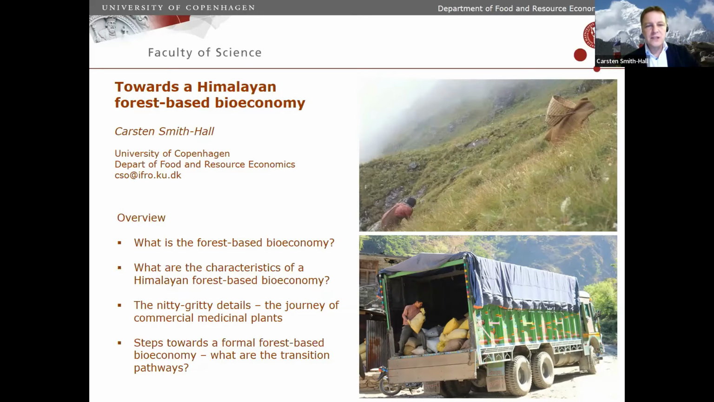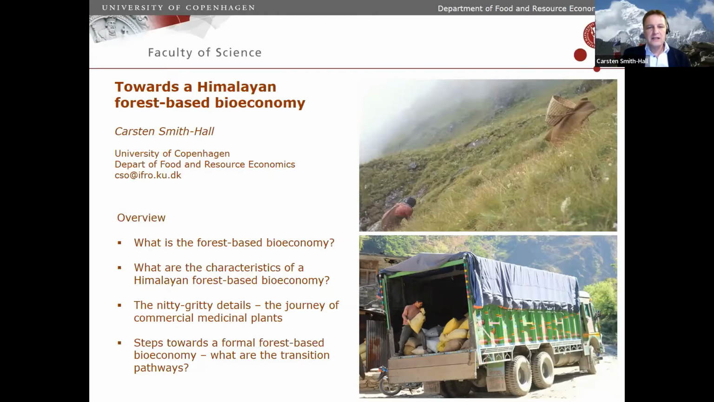So the title here today is Towards a Himalayan Forest-Based Bioeconomy. The title was first just the Himalayan bioeconomy. I've chosen to narrow this down to the forest-based bioeconomy because it's easier to talk about the forest-based bioeconomy because it's more well-defined than the fluffy concept of the bioeconomy.